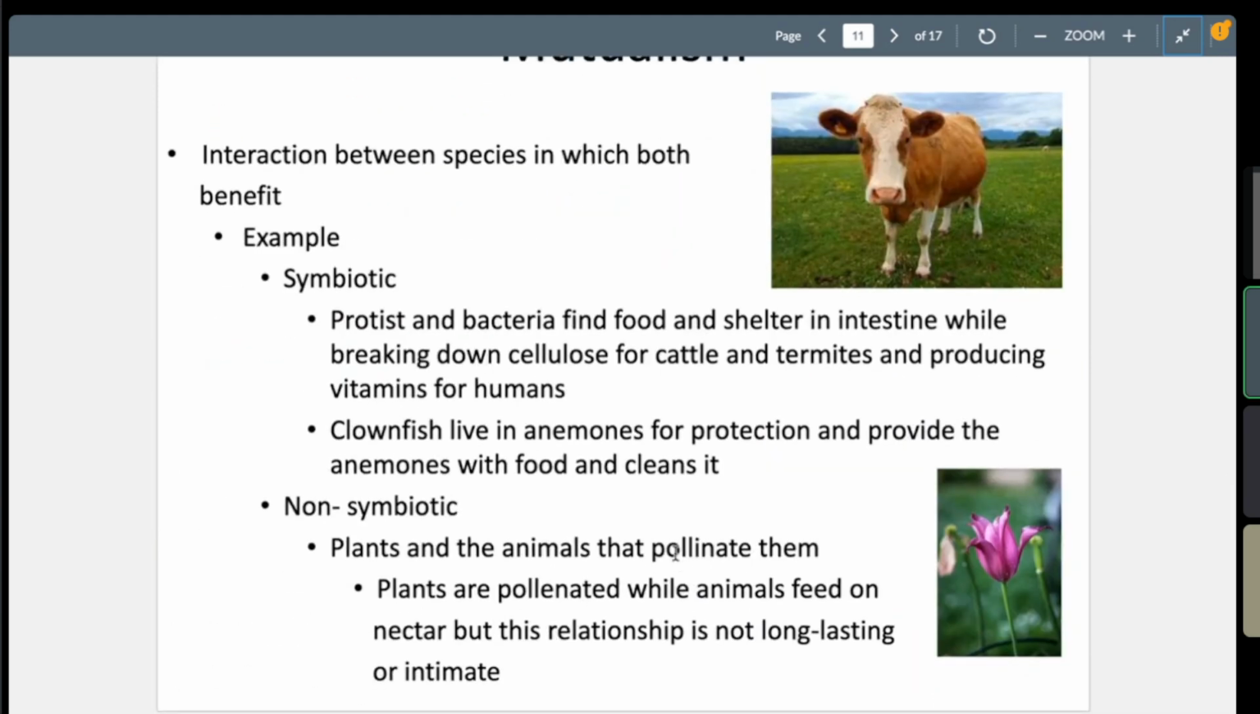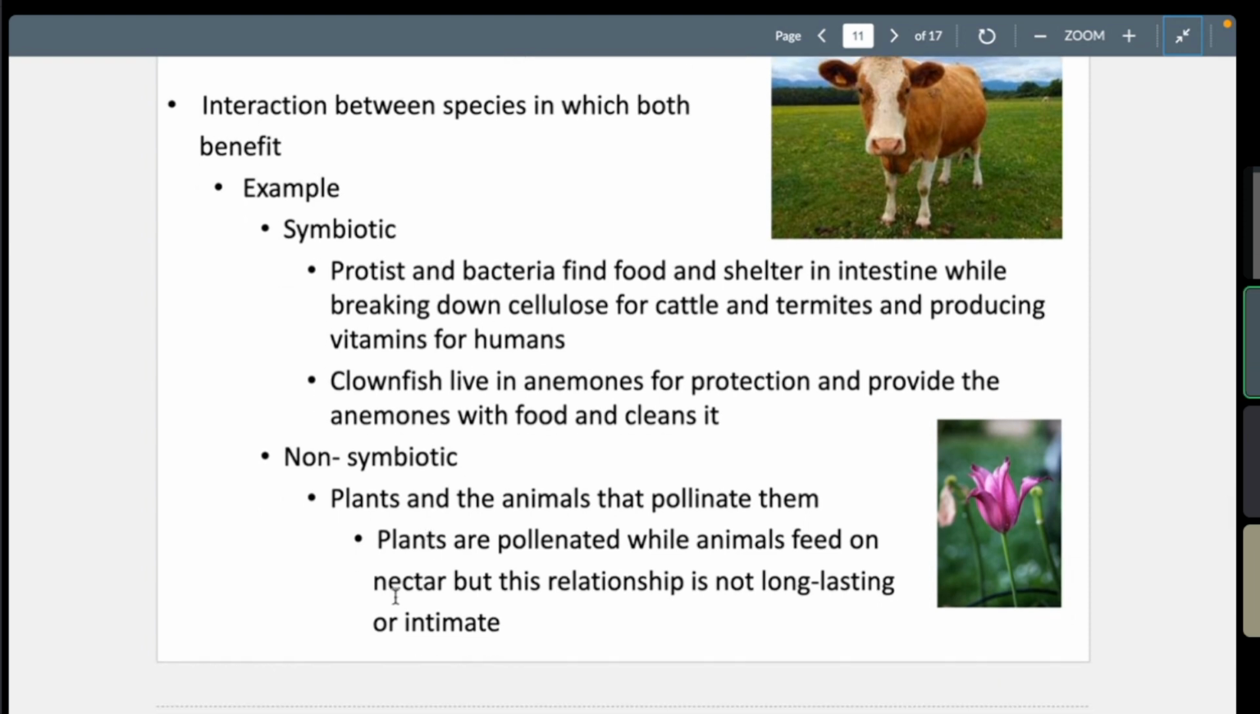Now we go into mutualism, which is pretty cool. So we can go into how it can be symbiotic. Protists and bacteria find food and shelter in an intestine, breaking down cellulose for cattle and termites and producing vitamins for humans. As we talked about, methanogens, I think, are a type of bacteria that can help cows digest. Another example is clownfish that live in anemones for protection and provide anemones with food and clean them in exchange. So that is a symbiotic relationship.